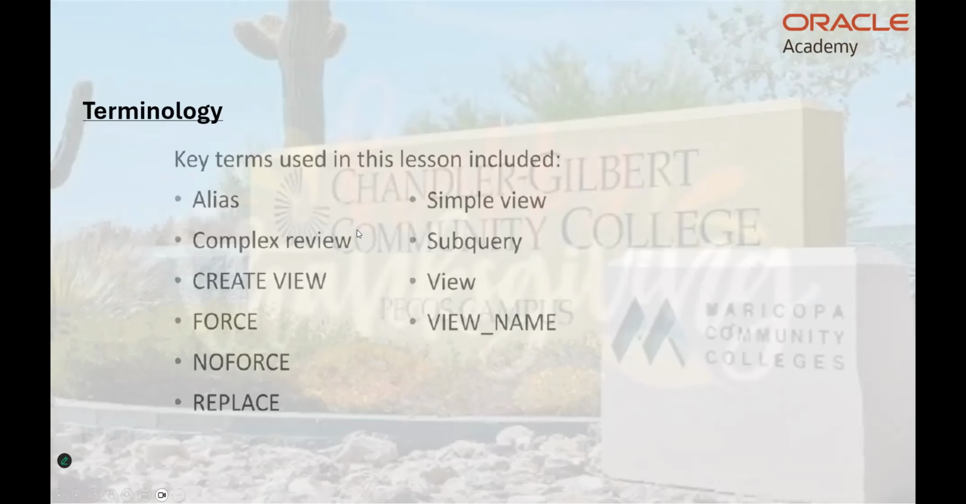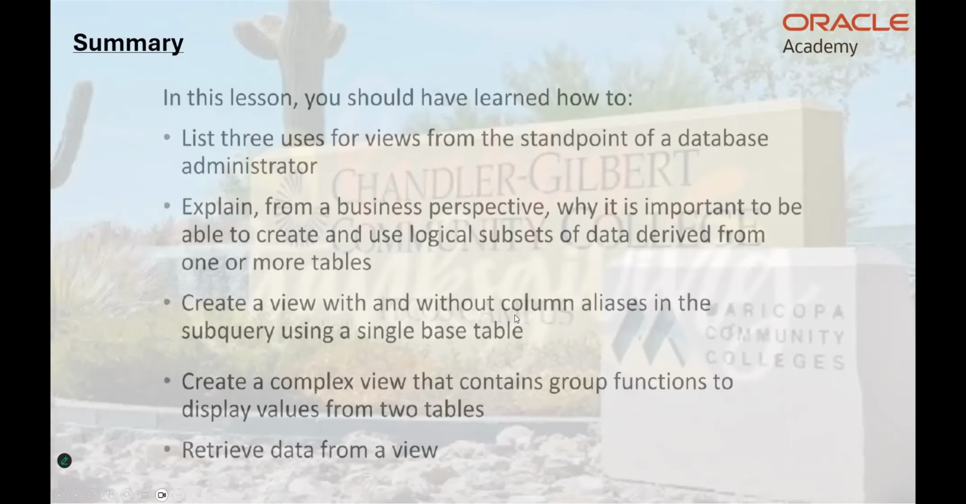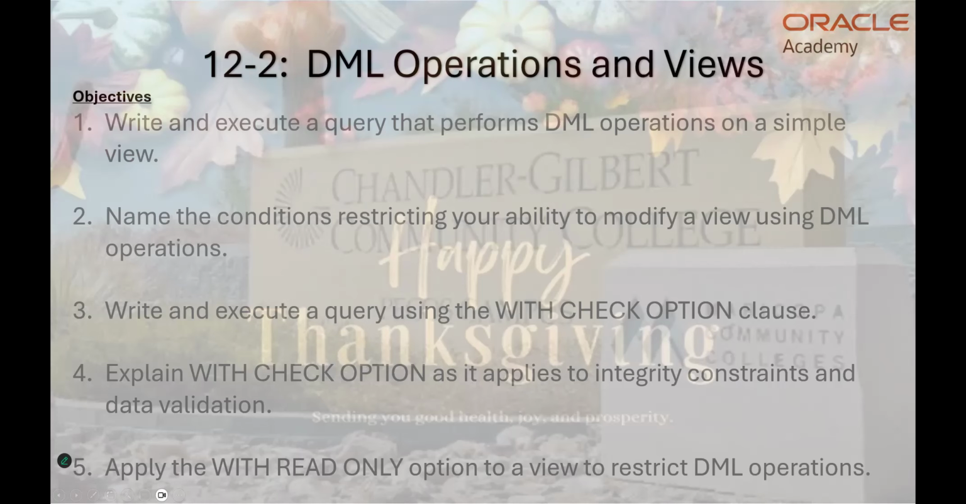Right, here are our key terms. Pretty straightforward. Alias, complex view, create view, force, no force, replace, simple view, subquery, view name. Complex, that should be complex view, not complex review. I was wondering why I put that in there. So that should be complex view. All right, not too bad, right? Views are pretty straightforward. There's not really a lot of complexity in creating views, but we need to cover that because it's very important to understand how these can be used.